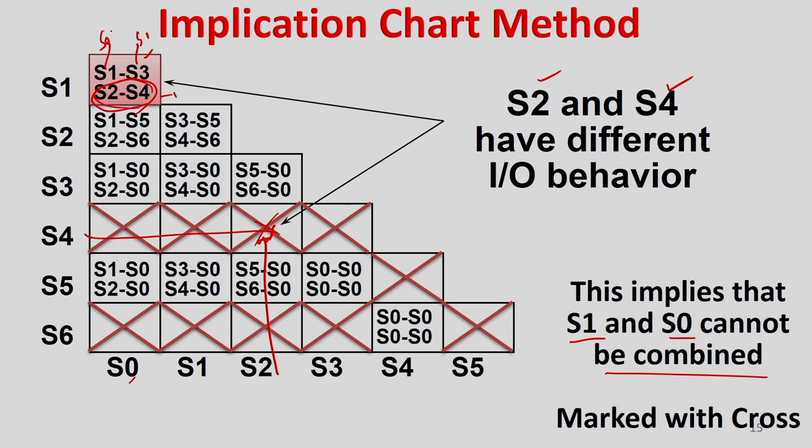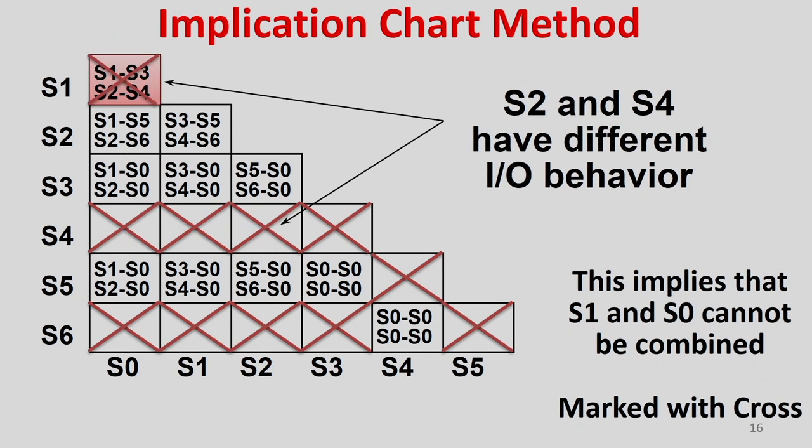So, this is from S 0 and from S 1, this is for input 0 and this is for input 1. If you look at S 2 S 4, it is already crossed, that means S 0 S 1 cannot be combined. So, what it says is we can cross this particular box, the S 1 S 0 box. This implies that S 1 S 0 cannot be combined, so mark it with a cross.